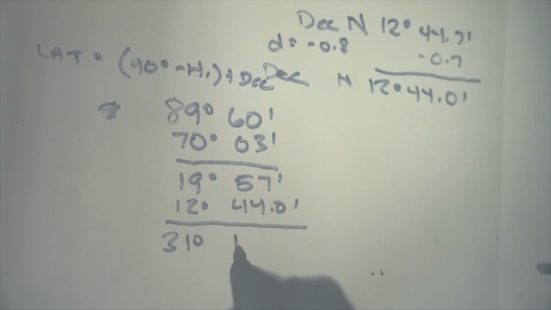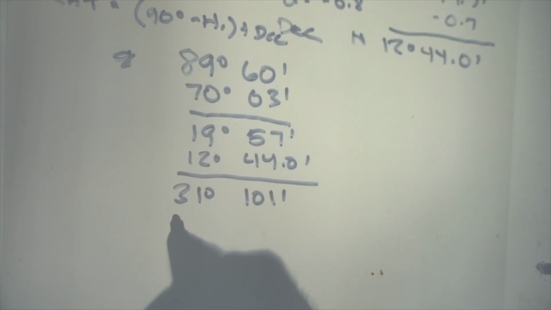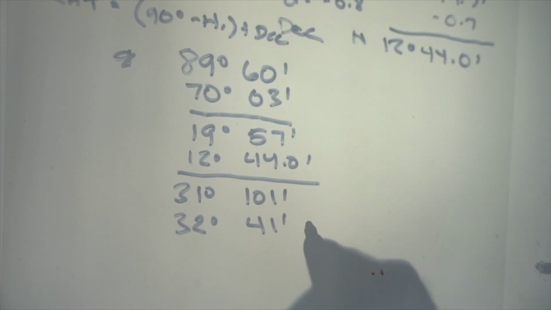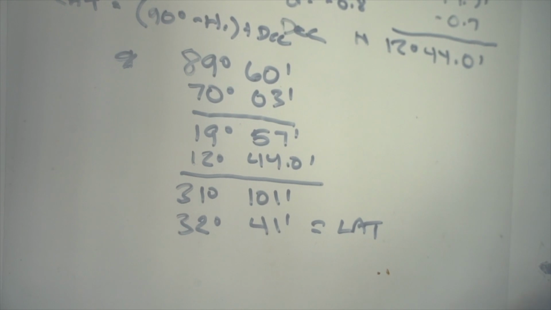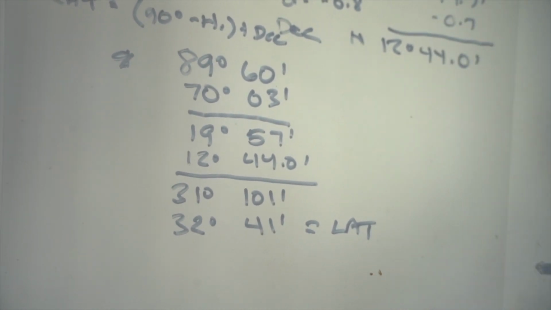31 degrees, 101 minutes. But of course, there is no such thing as 101 minutes, so that's really 32 degrees. You subtract 60 from that, that's 41 minutes, equals our latitude. Did I get that right? Okay. So you only do this at local noon, or at or near local noon.